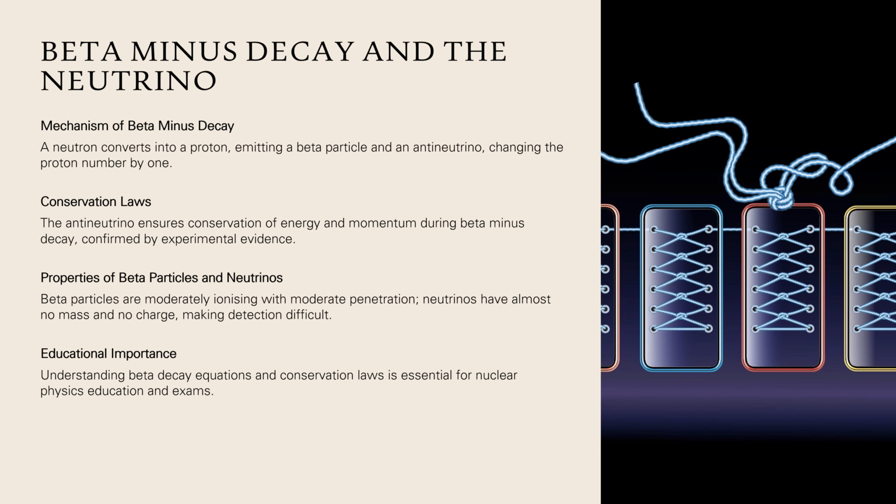Beta particles are moderately ionizing and have greater penetration than alpha particles, typically being stopped by a few millimeters of aluminium. The neutrino has very little mass and no charge, making it extremely difficult to detect.